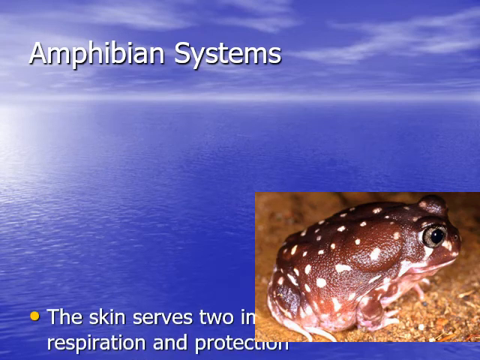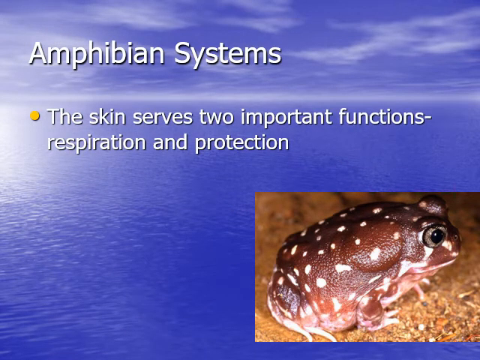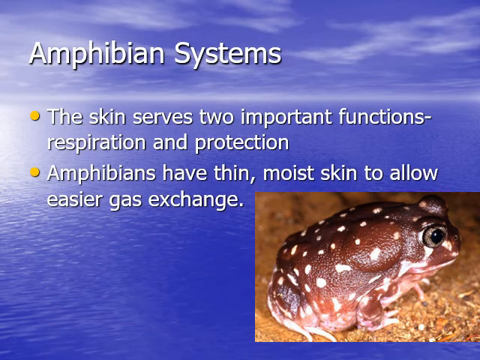So the amphibian systems that we're going to discuss, we're going to talk about some of the organ systems that they have and how it helps them. The skin serves two important functions. It serves for respiration and protection. The thin, moist skin allows gas exchange to happen through those cells. So that's going to be really important. It also allows the frog to have protection from the environment, so that if it runs into something, it has kind of tough skin, not as tough as a reptile, but it still gives them some protection.